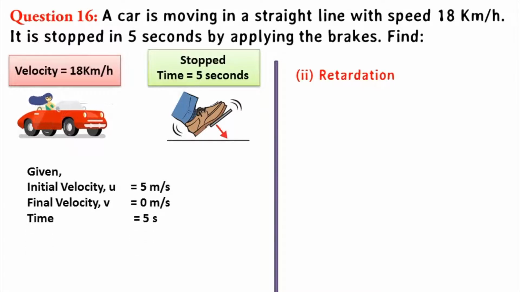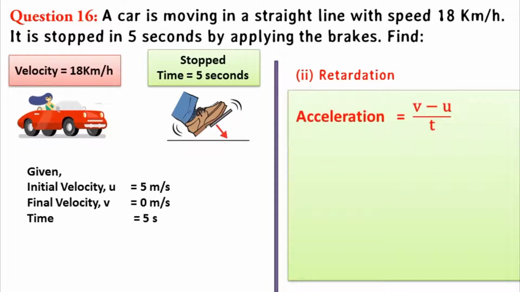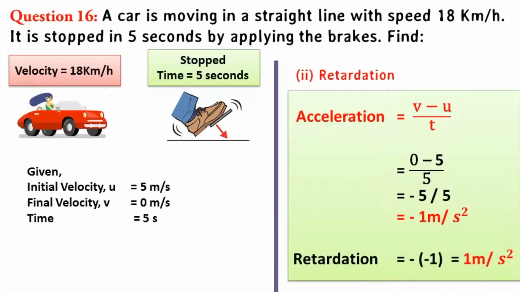Now we have to find retardation. For finding retardation, let us substitute in the formula: acceleration a is equal to v minus u divided by t. Substituting the values, a is equal to 0 minus 5 divided by 5, which is equal to minus 5 divided by 5, which is equal to minus 1 meter per second square. As acceleration is equal to minus 1 meter per second square, retardation is equal to minus multiplied by minus 1, which is equal to 1 meter per second square.